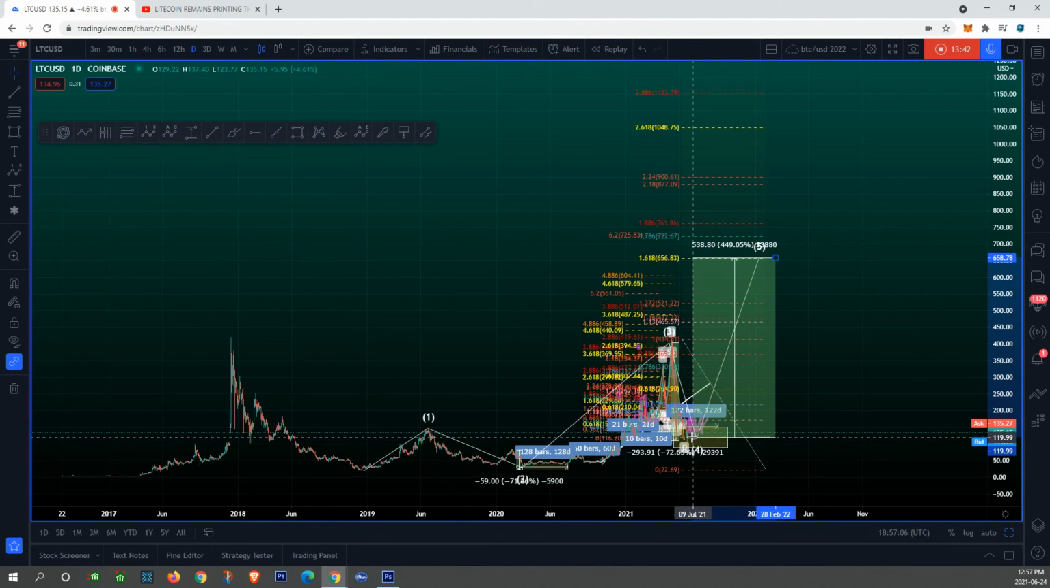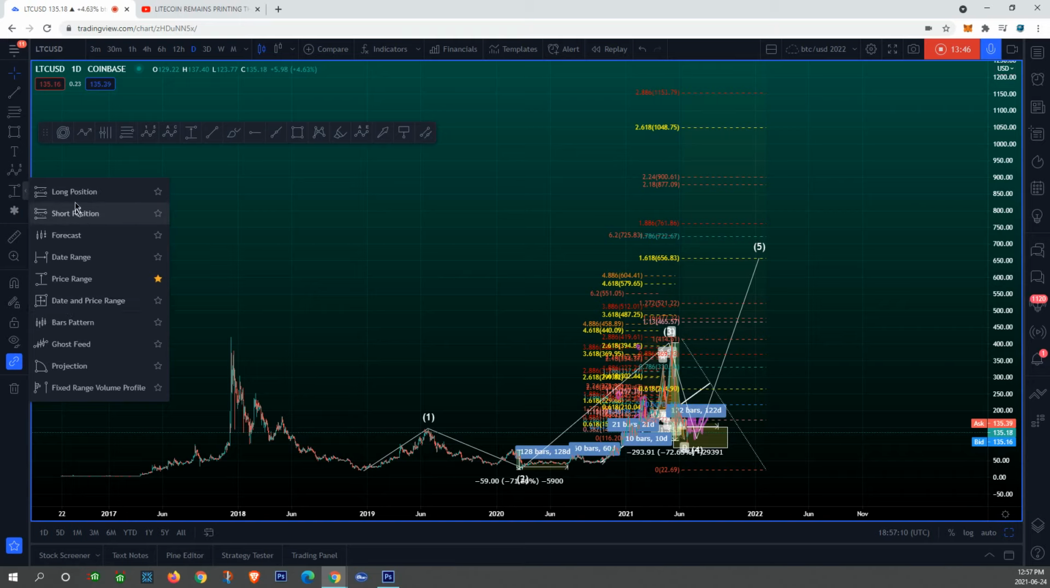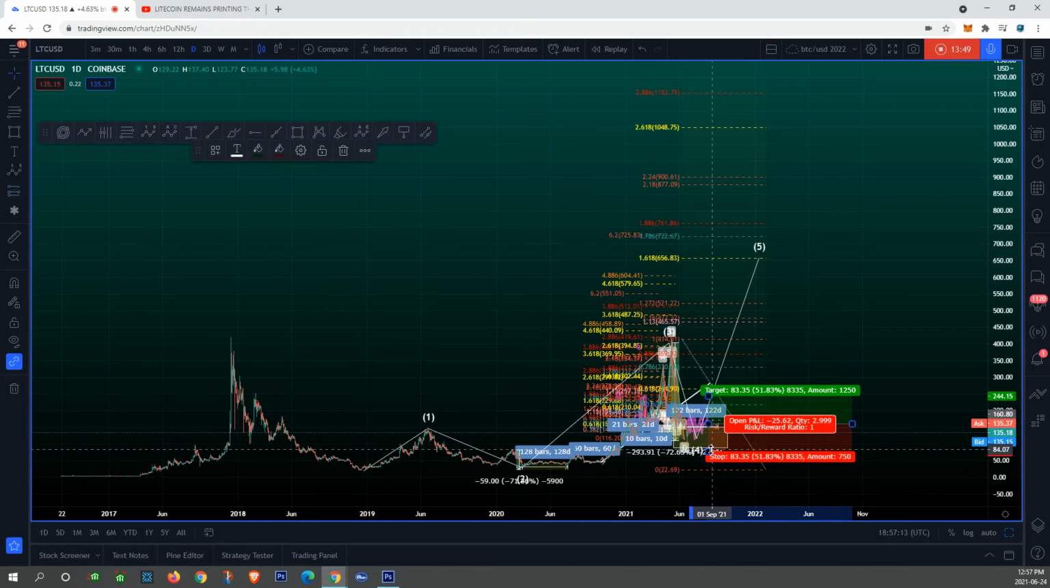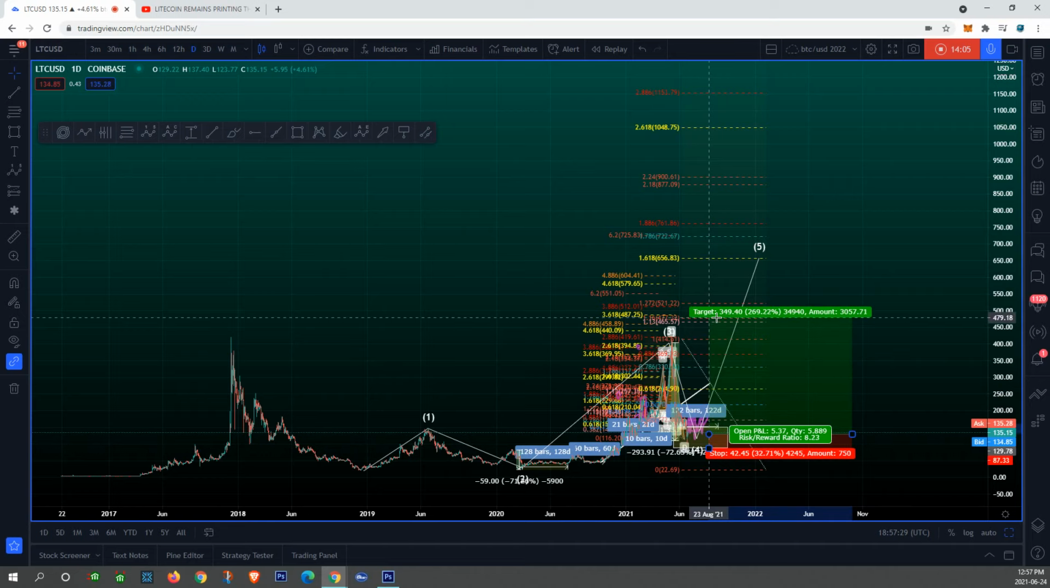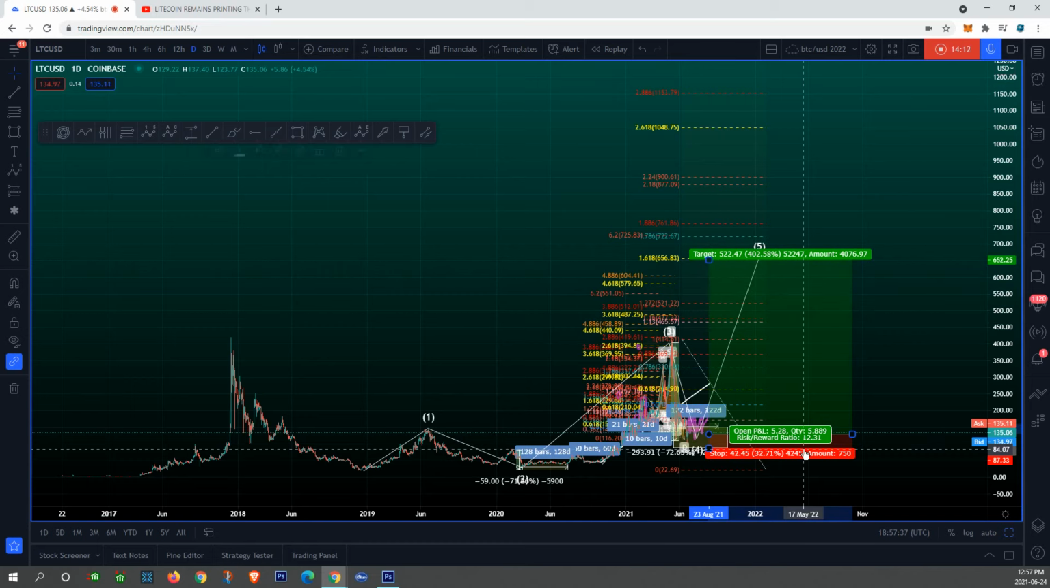Accumulating at this range is worth it, especially when you look at the risk to reward ratio. I mean, if we drop to $80, compared to what's coming in the coming months, you're looking at about 400%, okay? So this is a good risk to reward ratio.